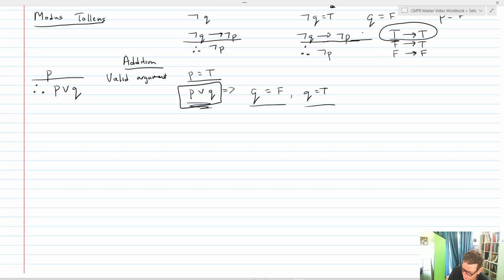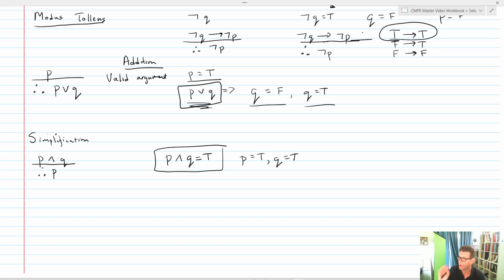Next up, we have something called simplification. And simplification is actually the exact opposite way around. So simplification has P and Q, and then therefore P. So what you see here is P and Q equals true. That's our assumption. So that means P has to equal true and Q has to equal true. That's the only way that you get this to be a true statement, is both are true. Well, automatically P is true.